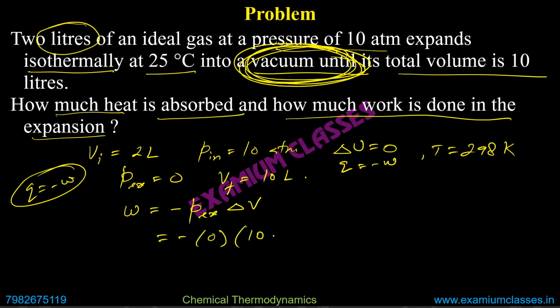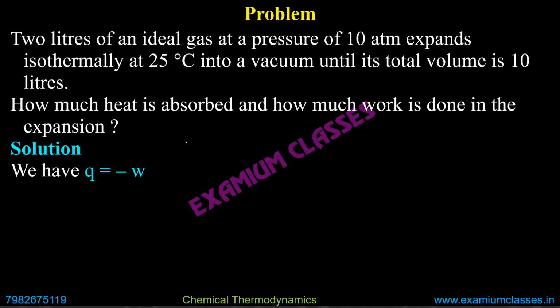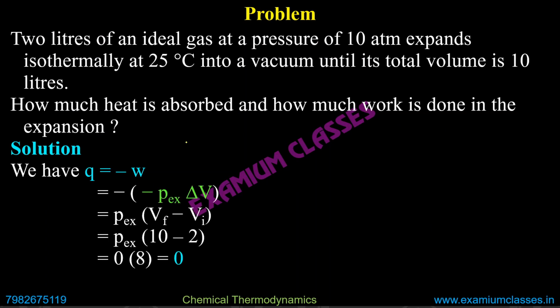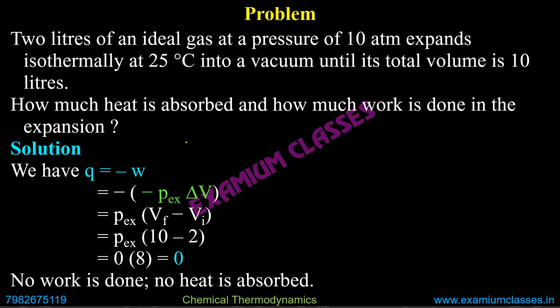Delta V will be final volume minus initial volume. So it will be 0 into 8, that is 0. No work done. If no work done, obviously Q equals minus W will also be 0. Isothermal process, so no work will be done, no heat will be absorbed. So we have Q equals minus W, W is minus P external delta V, which will be 0. So no work done, no heat absorbed.